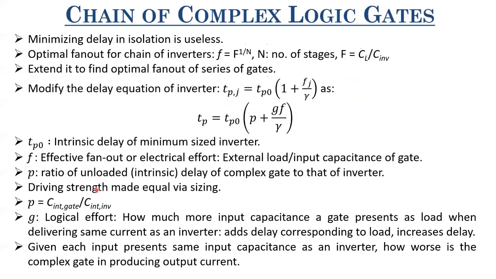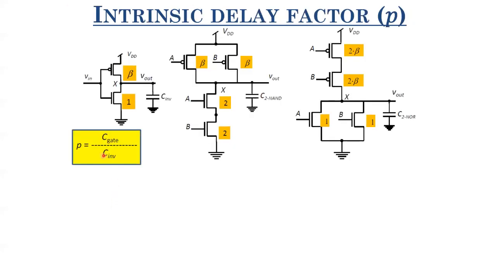And as we discussed, since we have already made the driving strength equal via sizing, this P is simply C int of the gate by C int of the inverter. So since P is C gate by C inverter, what is the C int of a minimum sized inverter? It's beta plus 1, right? So here it's beta plus 1 times gamma CG0, right?